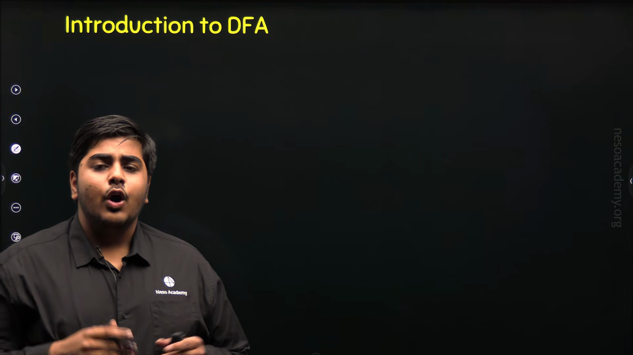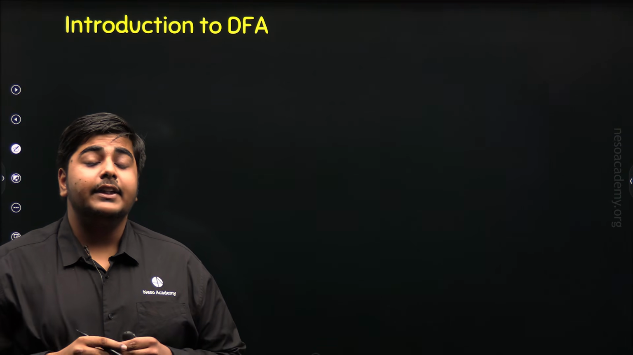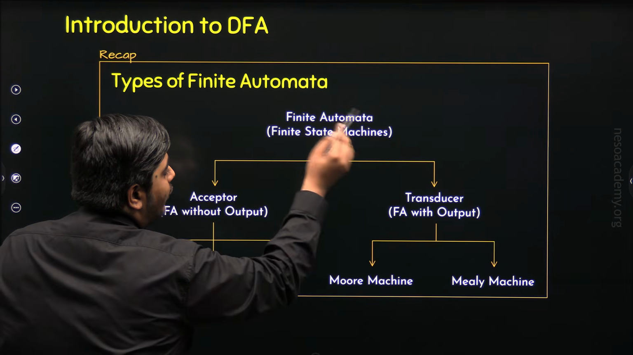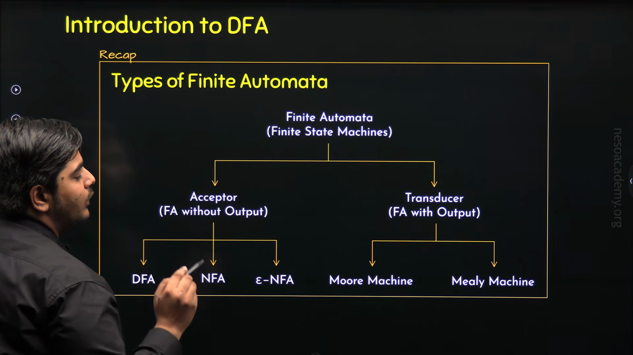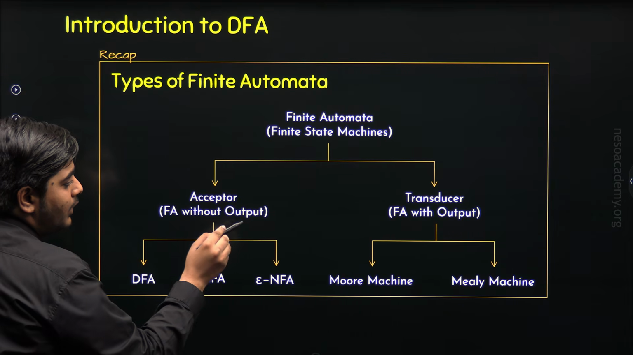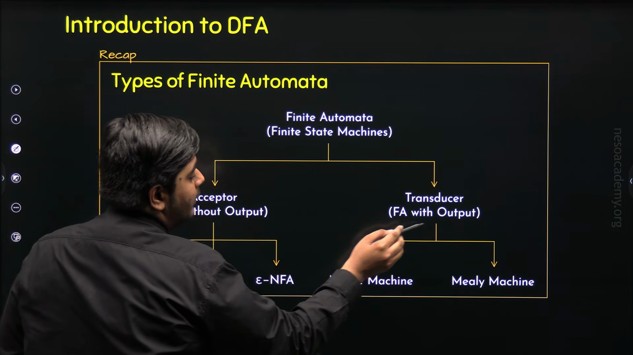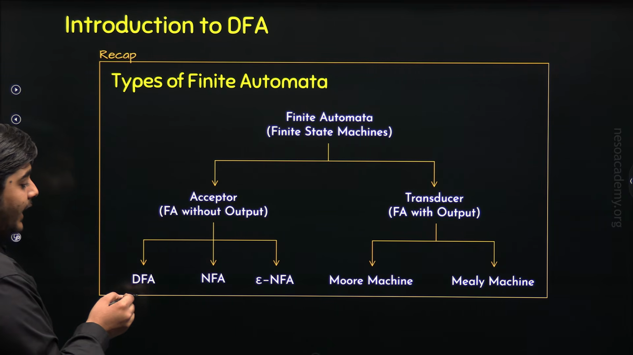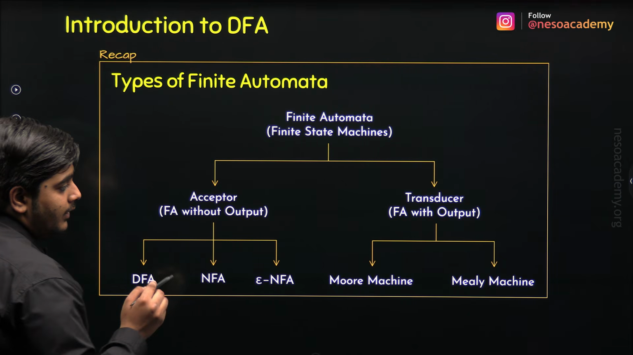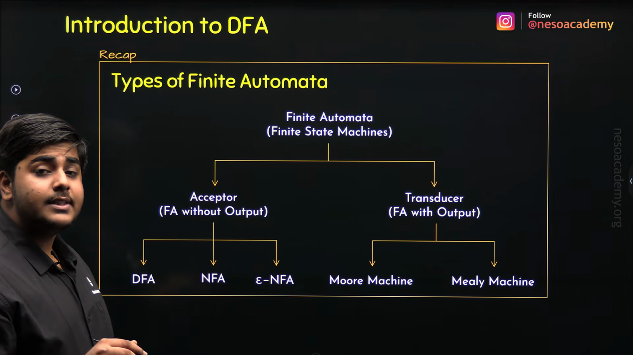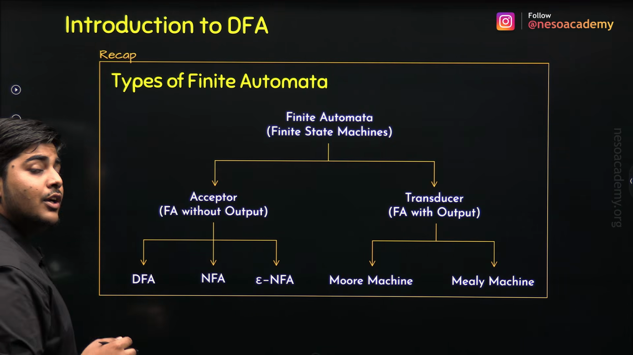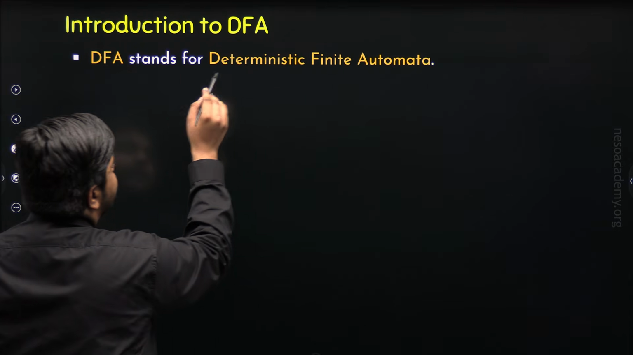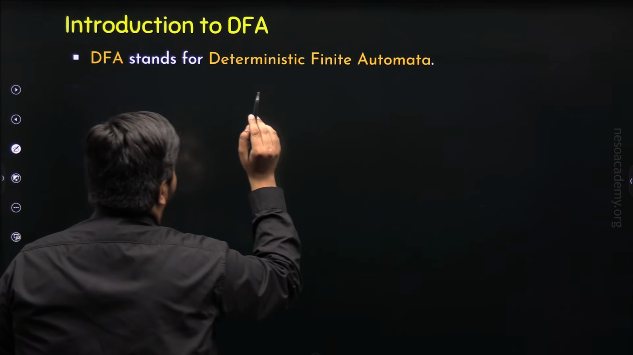But before understanding what is a DFA, let's first see the types of finite automata. In the previous lecture, I told you that finite automata is broadly classified into two types: finite automata without output and finite automata with output. Finite automata without output is further classified into DFA, NFA, and epsilon NFA. And in this lecture, we are going to understand what is a DFA. So let's get started. As I told you, the full form of DFA is Deterministic Finite Automata.